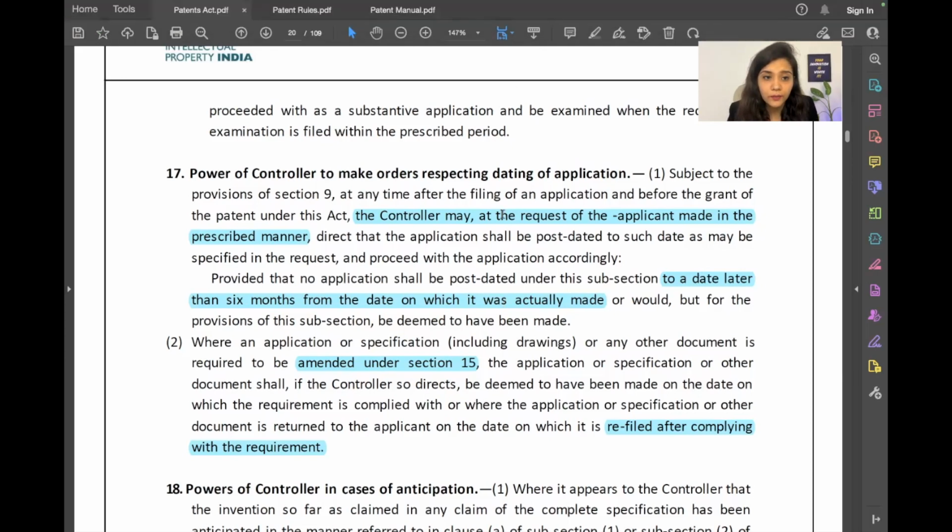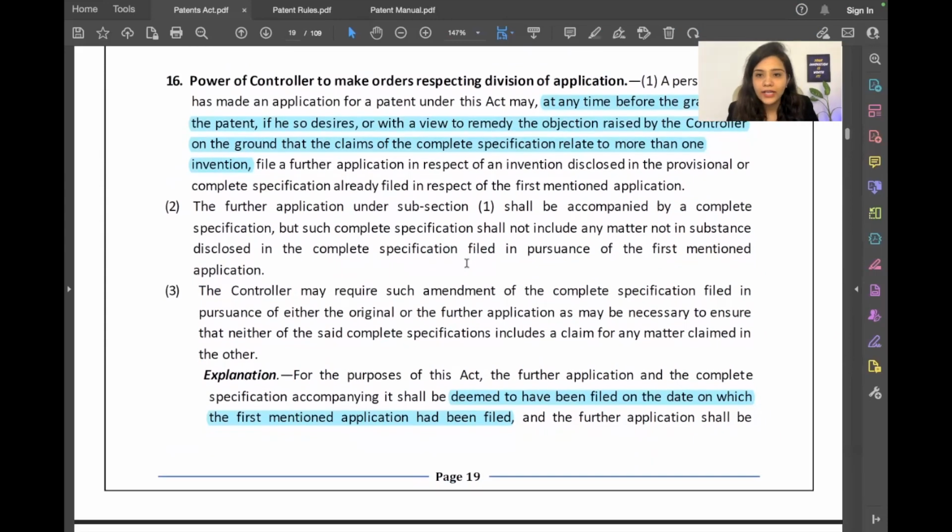So now let's come to anti-dating. The main important provision related to anti-dating is section 16. So in section 16, we have already studied that this section pertains to divisional application. Now post-dating means you are shifting your priority date to a further date.